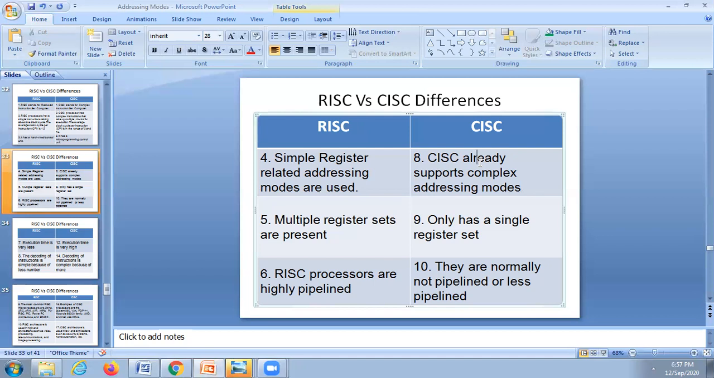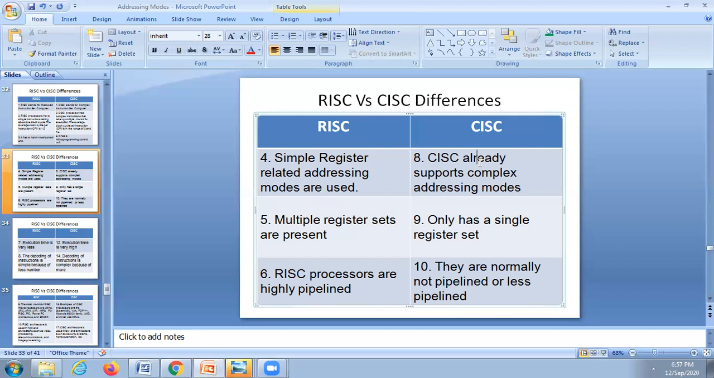Why? Because it is costly. The register memory is costly when compared to main memory. Here the RISC processor will have more number of registers inside the CPU, whereas the CISC processor will have fewer registers inside the CPU.